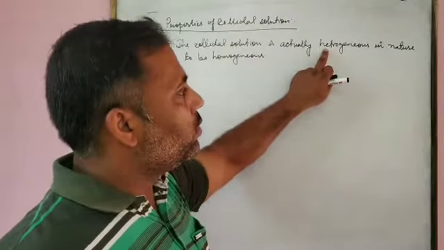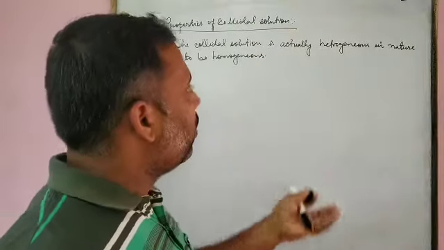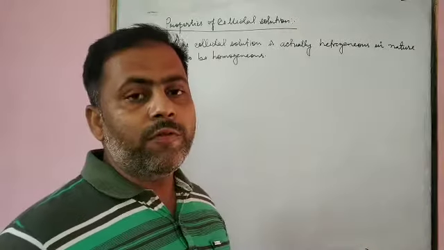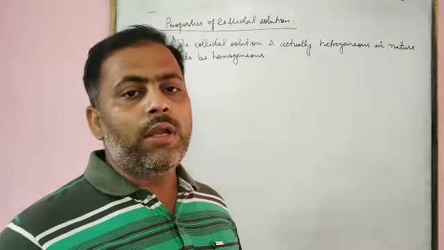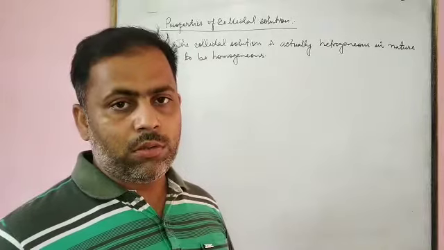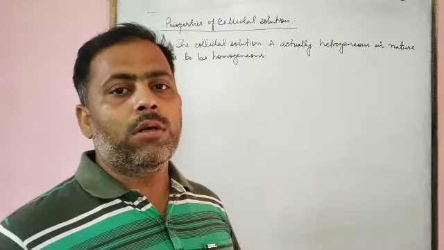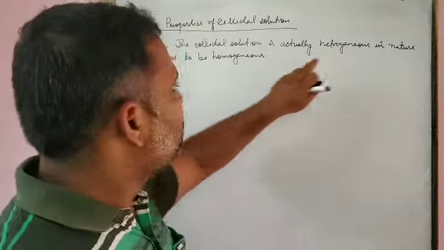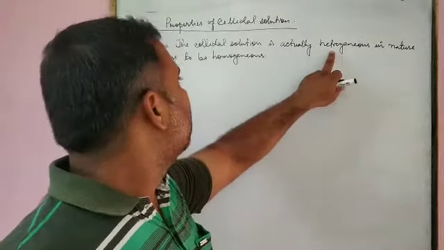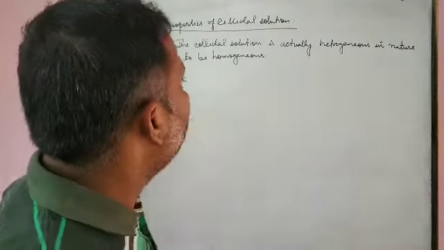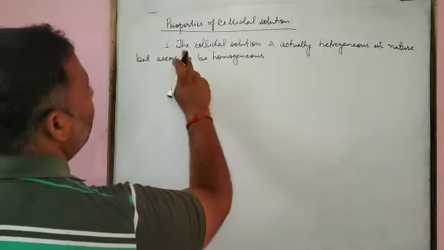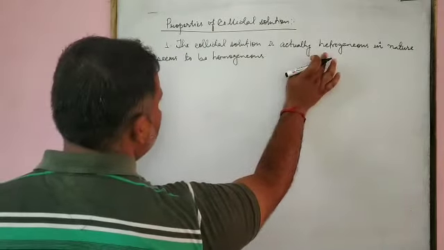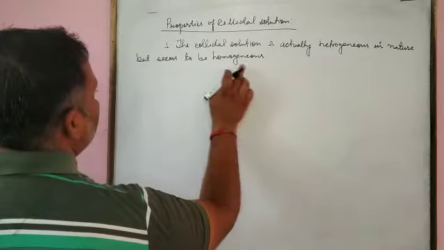Heterogeneous means when we see a colloidal solution, what do we observe? We observe that there is uniform distribution throughout the mixture. But when we observe carefully, we see that it is heterogeneous in nature. Clear? The colloidal solution is actually heterogeneous in nature but seems to be homogeneous.